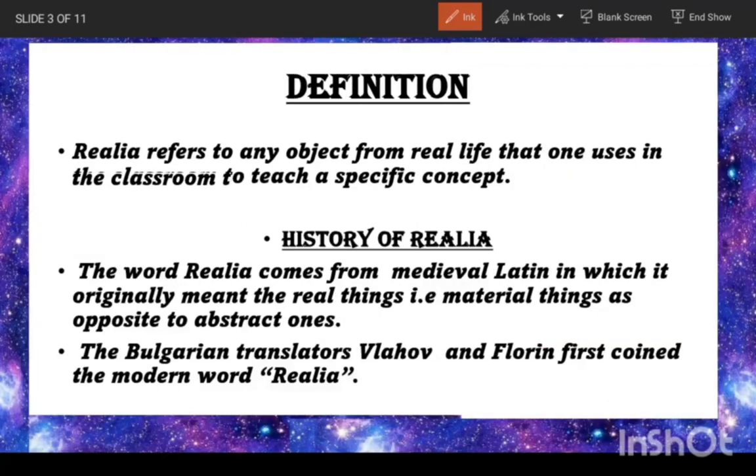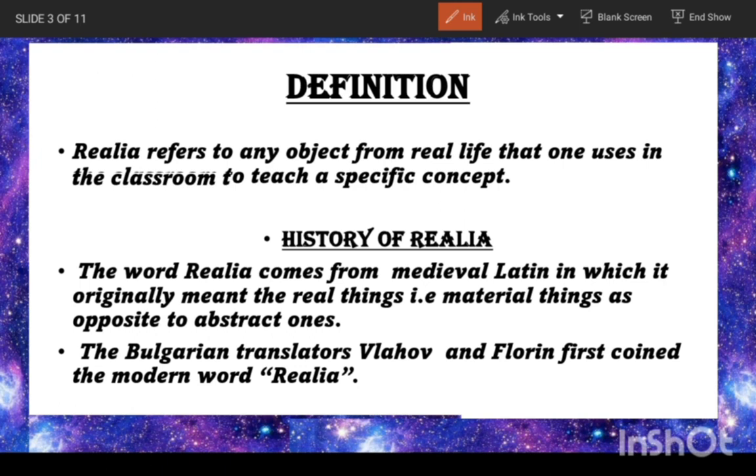First we look at the definition. Realia refers to any object from real life that one uses in the classroom to teach a specific concept. Realia means real objects, real things from the outside of the classroom that we use in the classroom to teach a particular topic. Realia is commonly used in language teaching to provide learners with authentic examples of language used in real life situations.